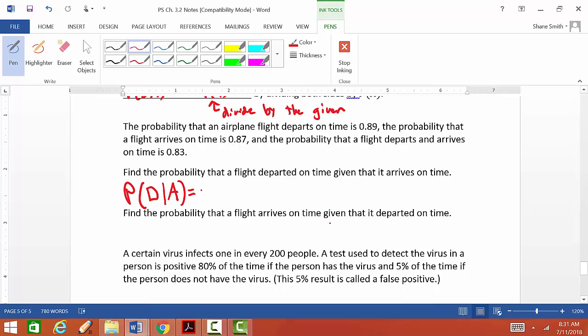And if we know the plane arrived on time, we use our formula, right? So on the numerator, we always take the probability of D and A, and we always divide by what we're given. Well, we're given that it arrived on time. The probability that both happened is 0.83, divided by the probability that it arrives on time, which is 0.87. And that is 0.9540.